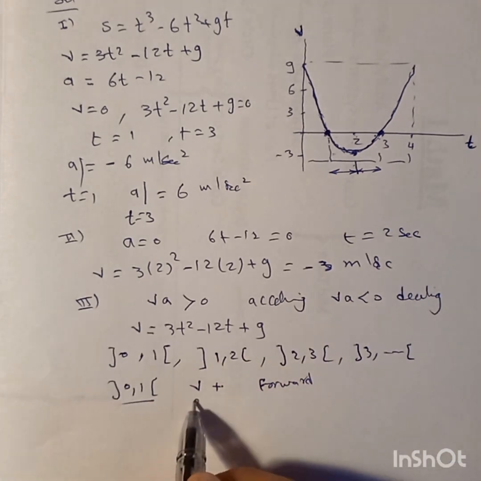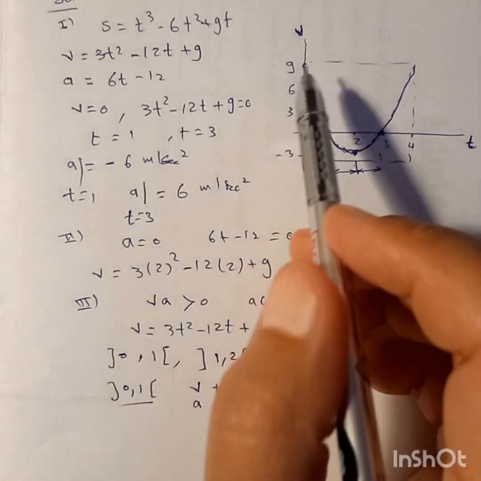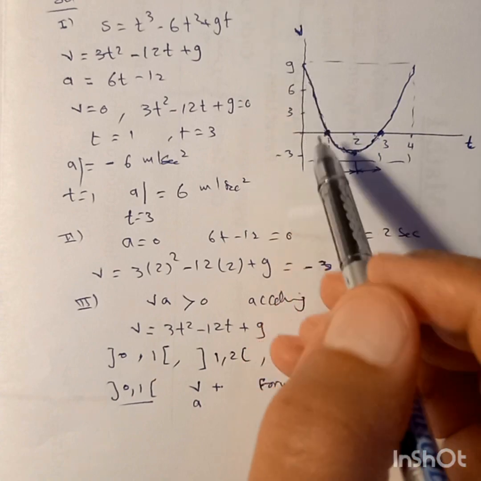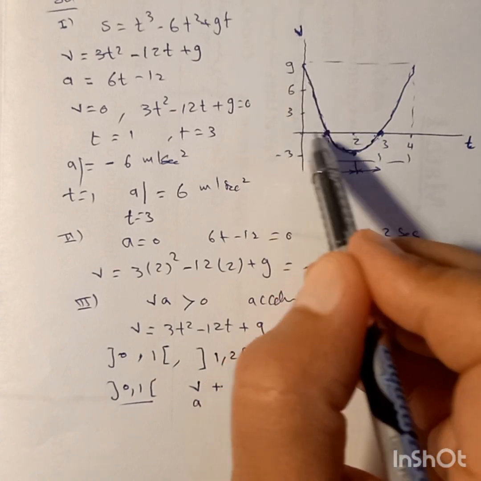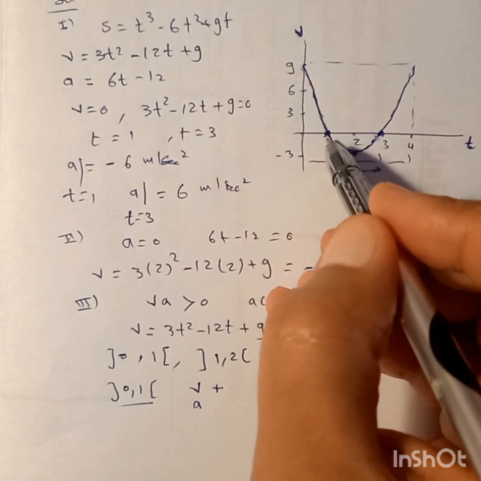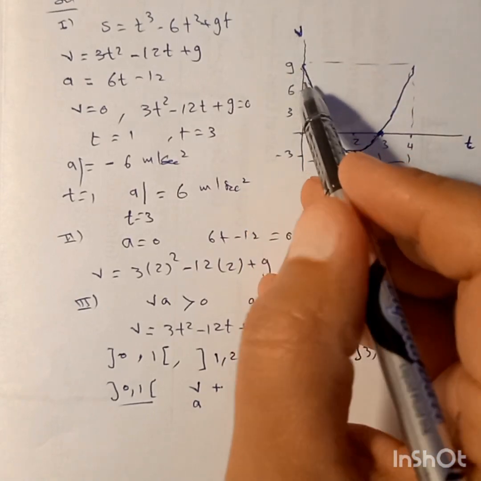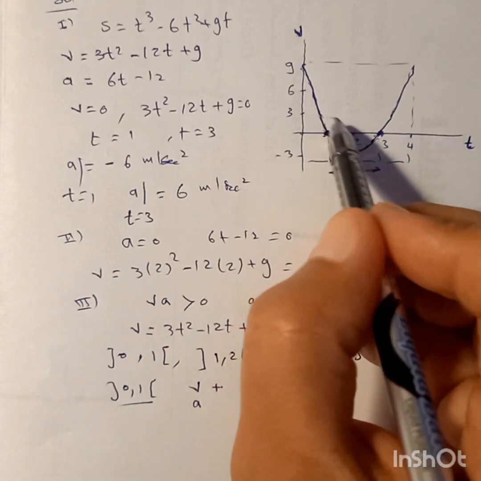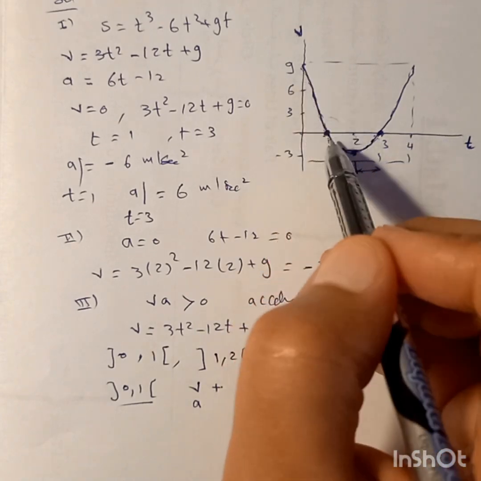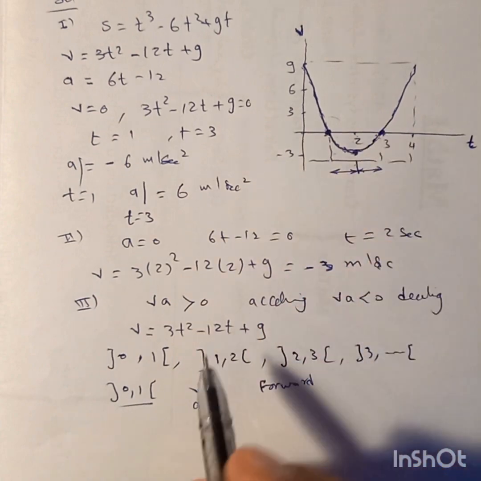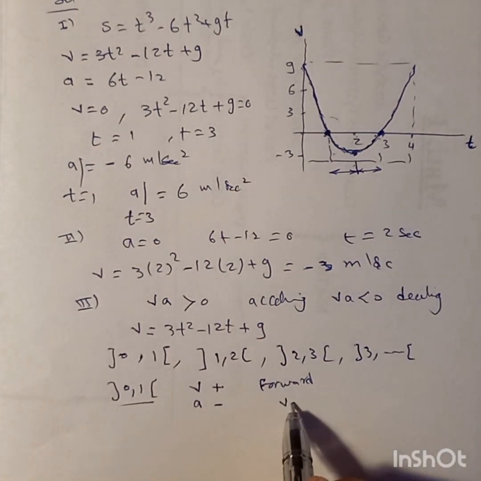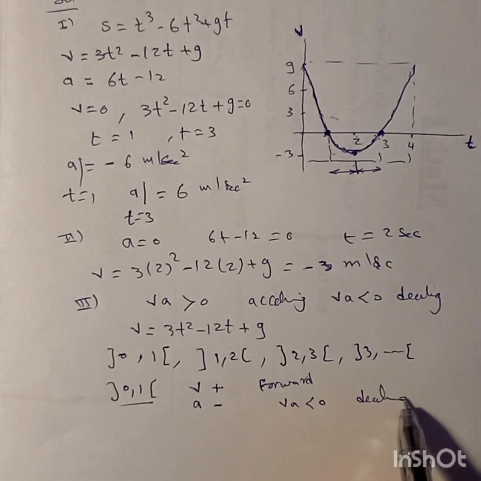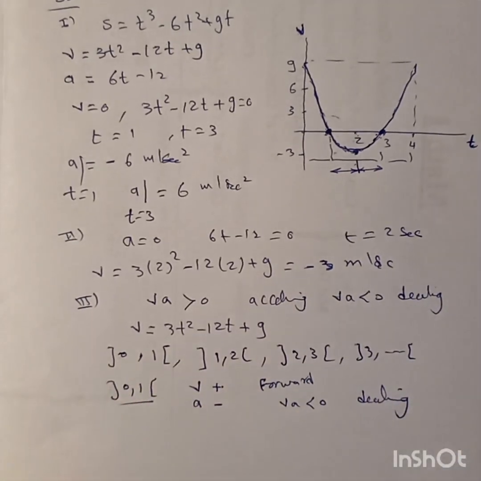For acceleration in this type of curve, it is the slope of the tangent to the curve within this time interval. Here the slope is negative as the angle made by this tangent with the horizontal axis is obtuse. Then the acceleration is negative, so va is less than 0. Then the motion here is decelerating during this first interval.